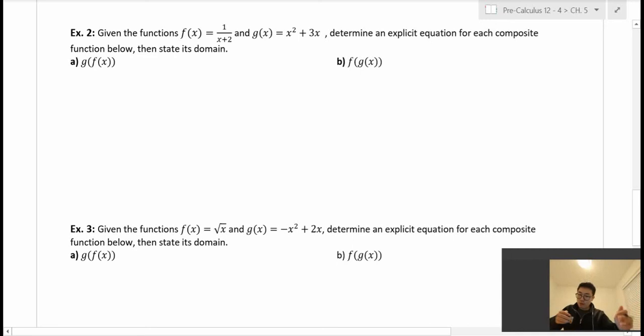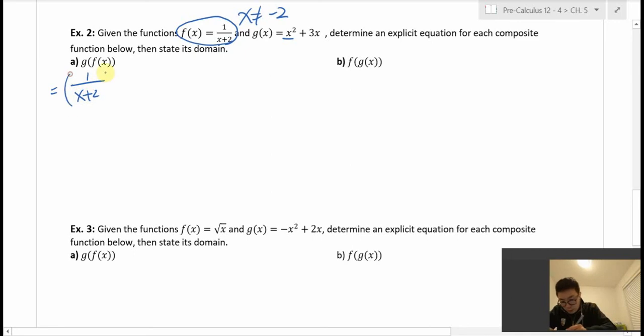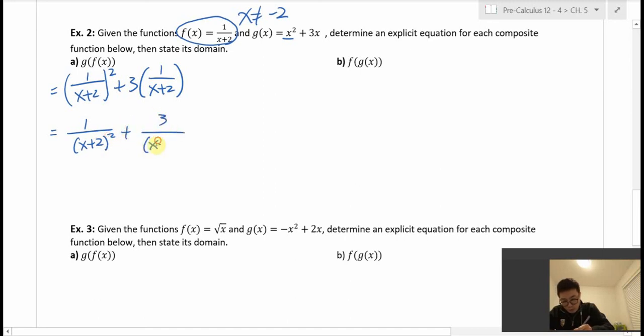Okay, so first of all, notice how this time f of x has a restriction on its domain, right? We know that x cannot equal -2. So just keep that in mind. Okay, so now we can find g of f. We are putting f into g, so anytime I see x, I'm going to put f. So I have (1 over x plus 2) squared plus 3 times 1 over x plus 2. Okay, so this is going to be 1 over (x plus 2) squared plus 3 over x plus 2.